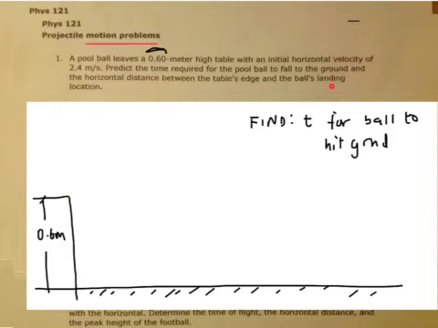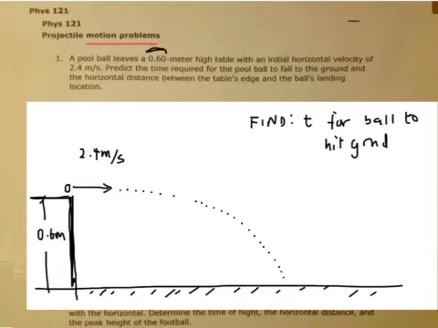So if this is the table's edge here, we know that the ball is somehow coming off the table with some sort of horizontal velocity, 2.4 meters per second. And we know that that ball is going to fall because it's a free fall from gravity. And at some point, it's going to hit the ground.